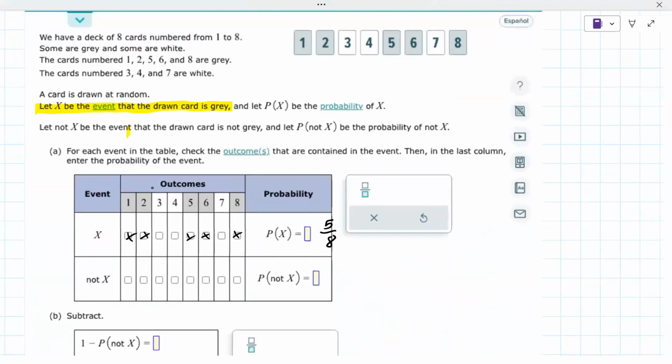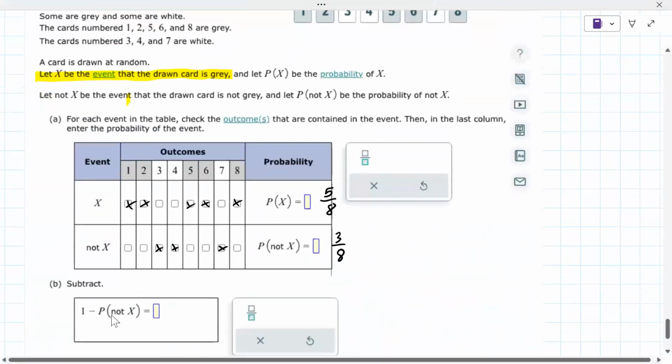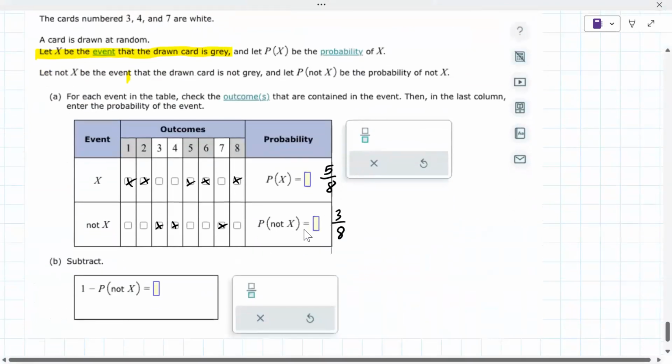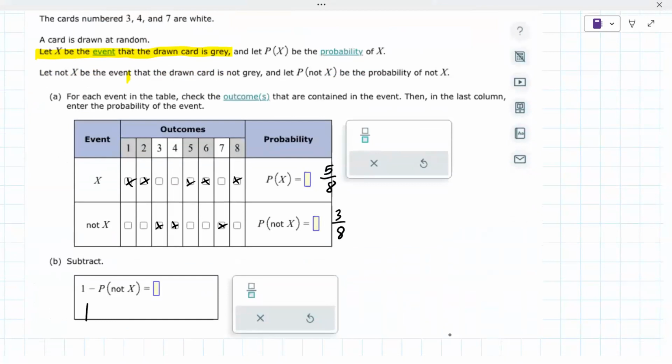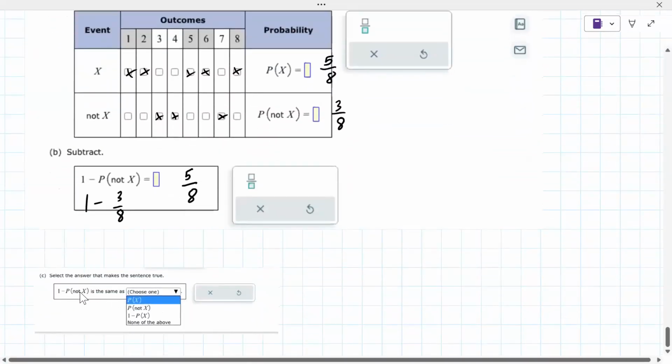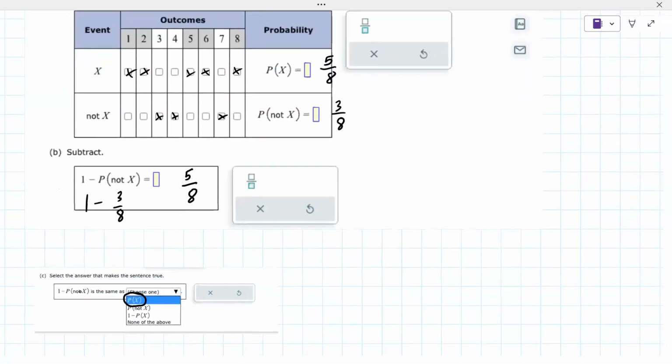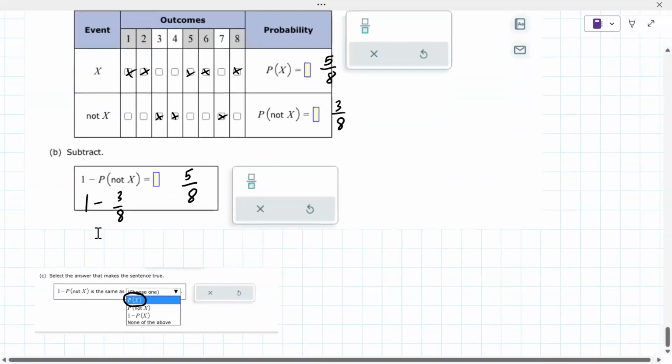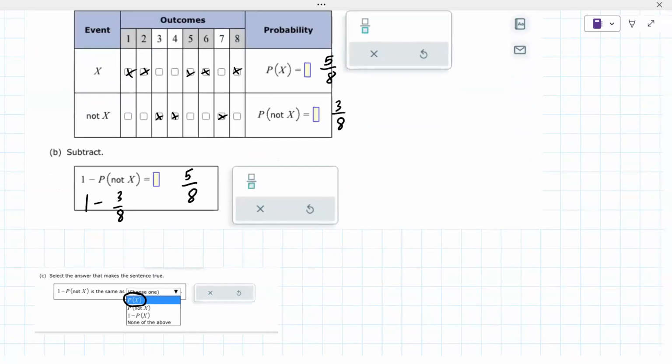So not X is not gray. Well, that's the ones that are white. 3 out of 8. So 1 minus the probability of not X is the other number. It ends up being 1 minus 3 over 8, which is 5 over 8. And then 1 minus probability of not X is P of X, the top one there. So that will do it for us for today.